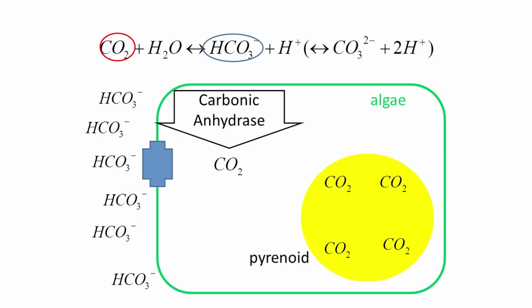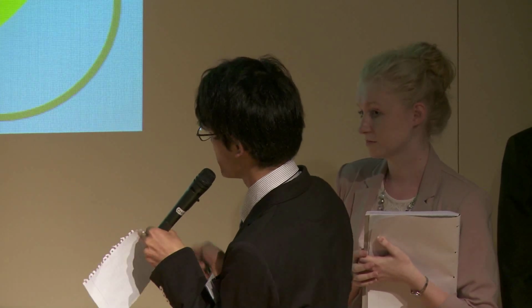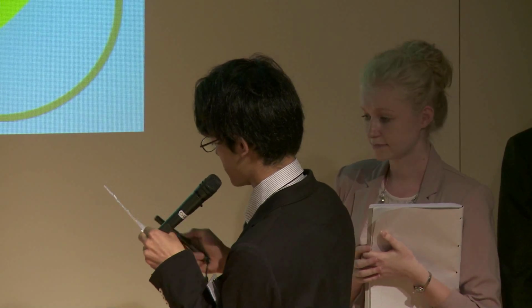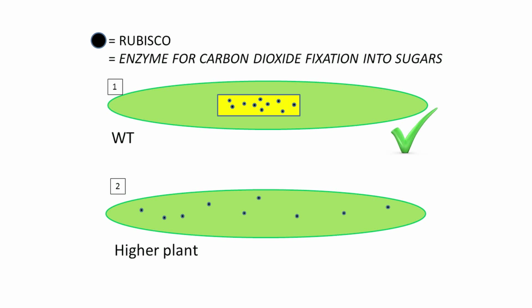But CO2 is apt to spread. Then the pyrenoid works effectively. CO2 is transported to the pyrenoid. The pyrenoid works as a box, and it stores CO2. So the algae can use CO2 for photosynthesis and can make sugars.